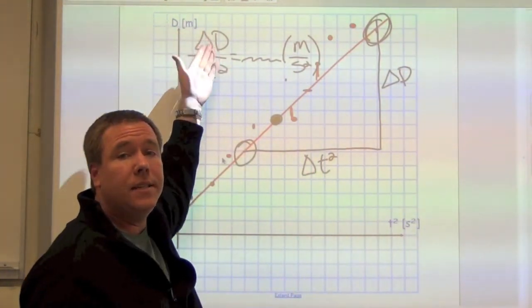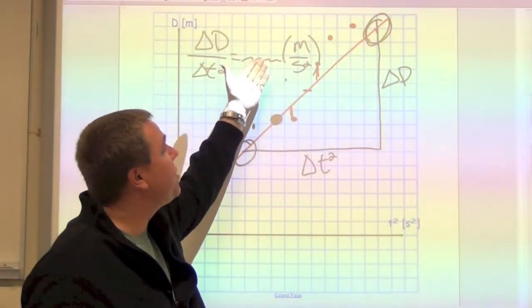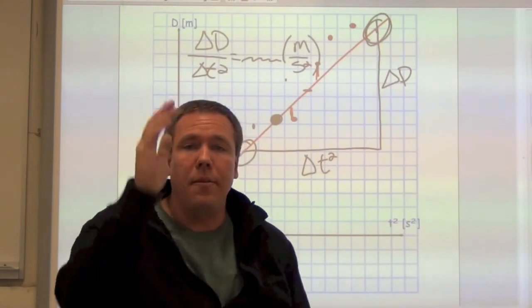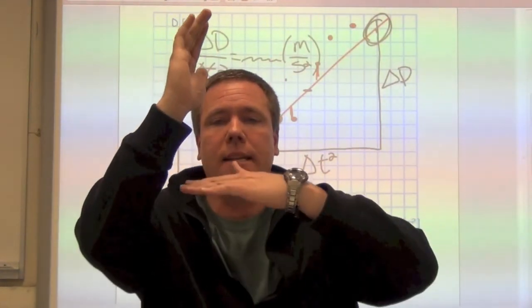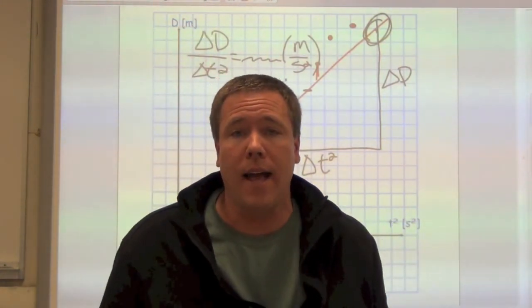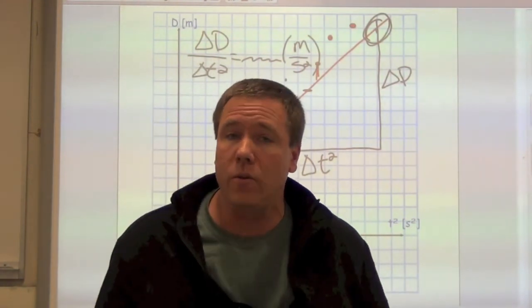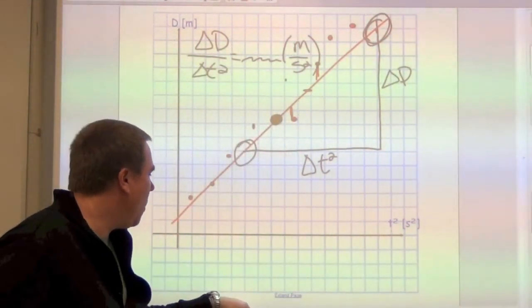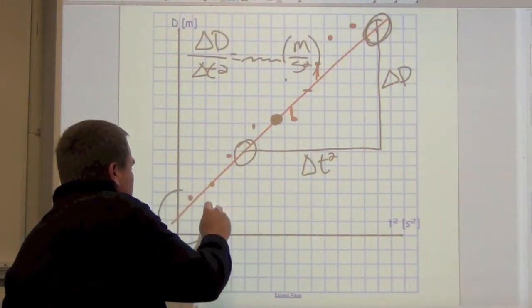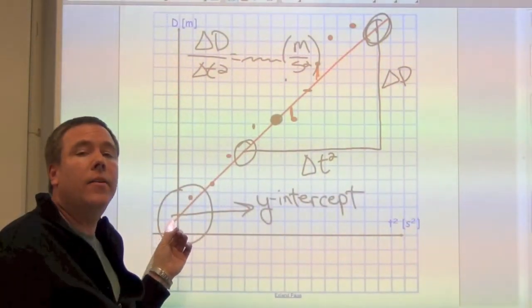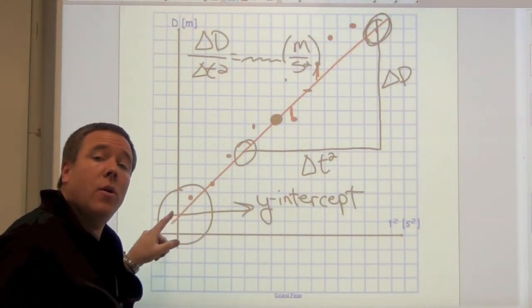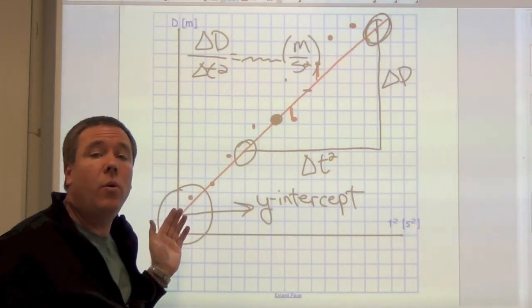Write it out: delta D over delta T squared, and show the result. And don't forget the units. You've got meters on the Y and you've got seconds squared on the X, so meters per second squared. And then you need to highlight the Y-intercept. What is its value? Now you can either estimate it or you can calculate it using point slope form.